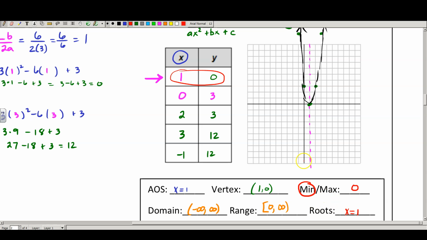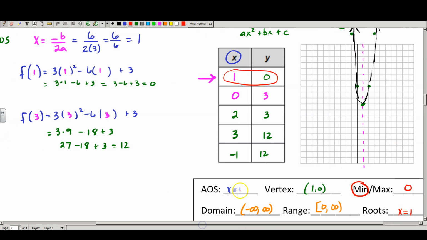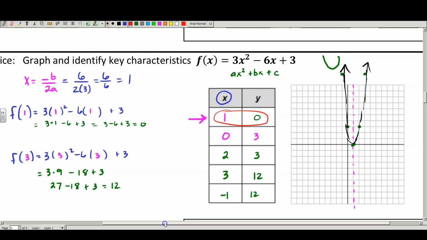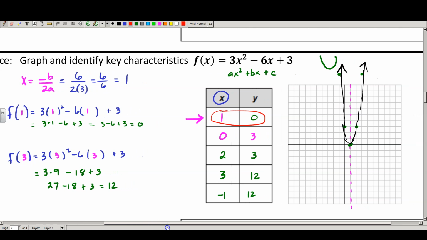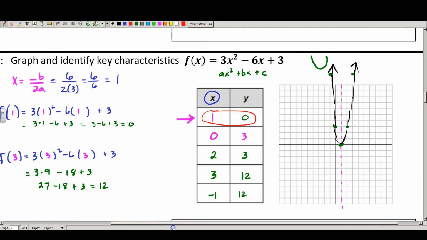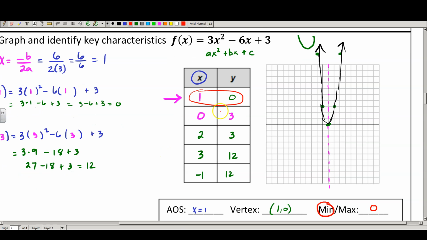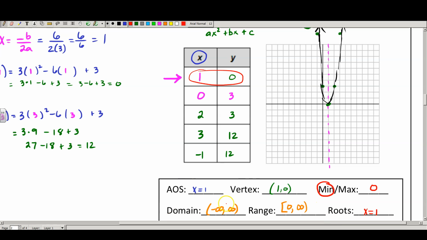And that is it. That's the general process for graphing a quadratic by hand in standard form. We're going to take that standard form, find the vertex, our critical point, first, and we're going to generate more points on the graph by just plugging in more points into the function. And then the key characteristics are right there as well.